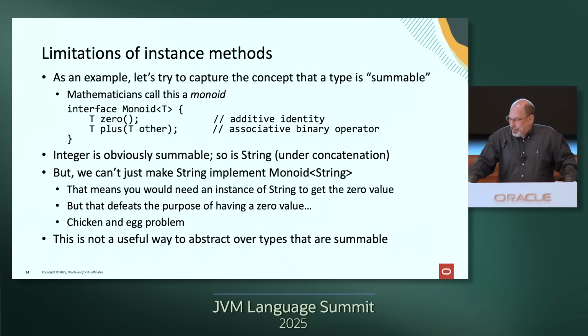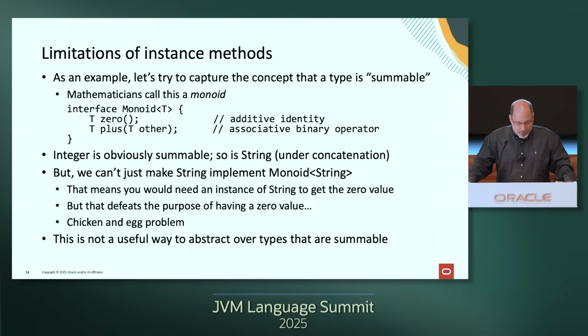As a motivating example, because this shows up with one of our motivational examples, let's talk about identifying that a class is summable. This is an algebraic structure that mathematicians call a monoid: it has a zero value, and that zero value is an identity for an associative plus operation. So we can model this with a Java interface, Monoid<T>.